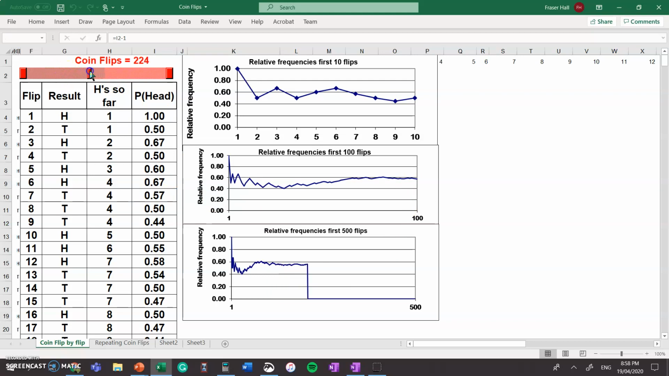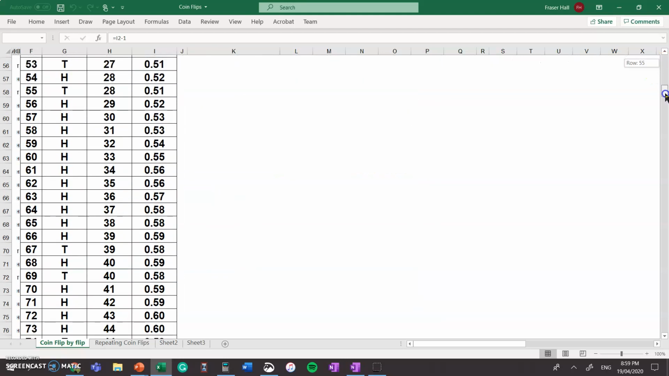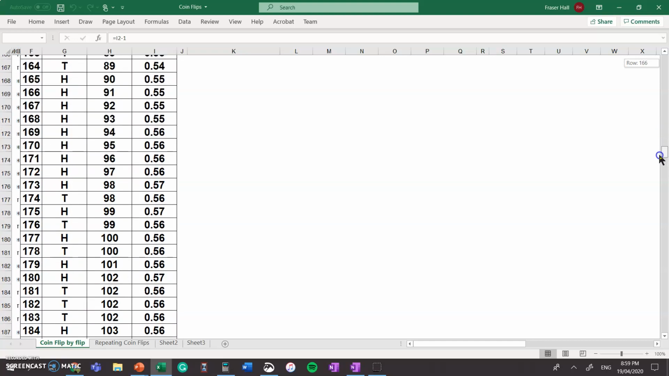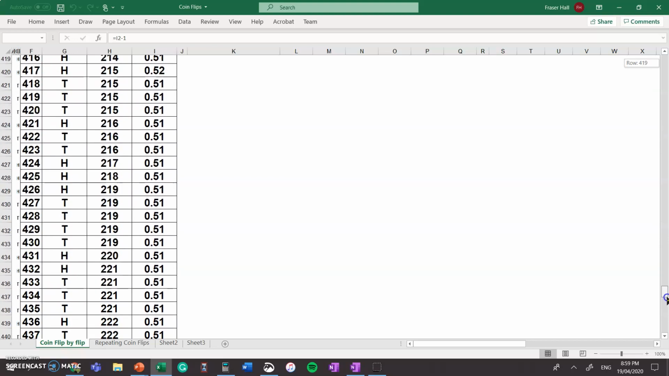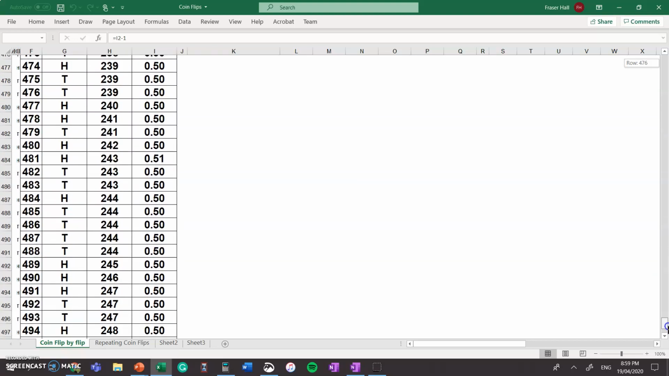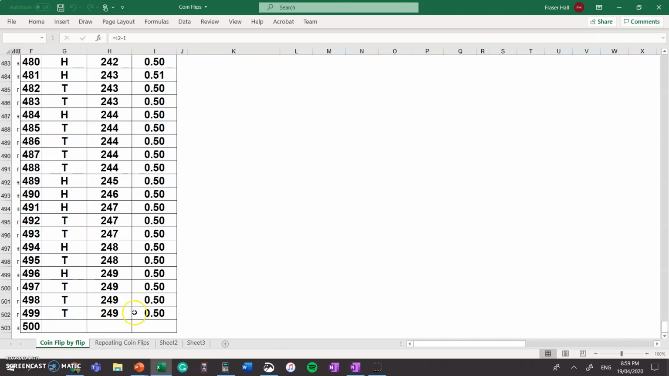And as we increase the number of flips that we do here, you can see that there's very little variation on the line, and that it's pretty much bang on 0.5. And if I scroll down, you can see that the numbers are getting more and more balanced. We can see there that the probability of getting a head in the 499th trial is 0.5.